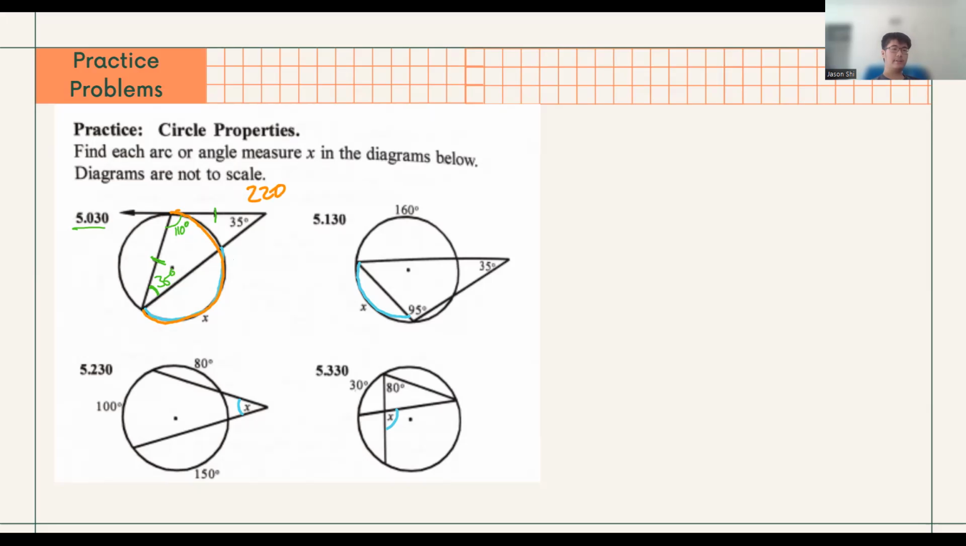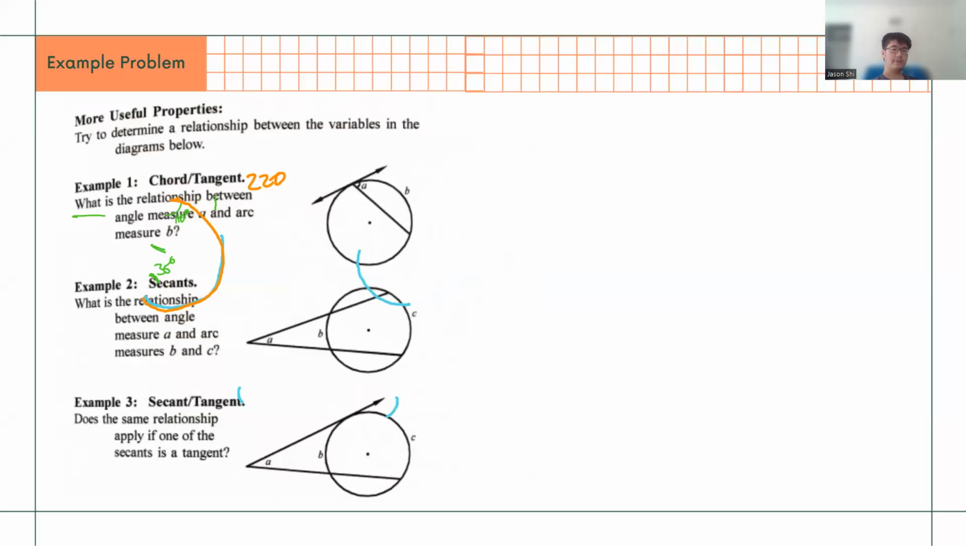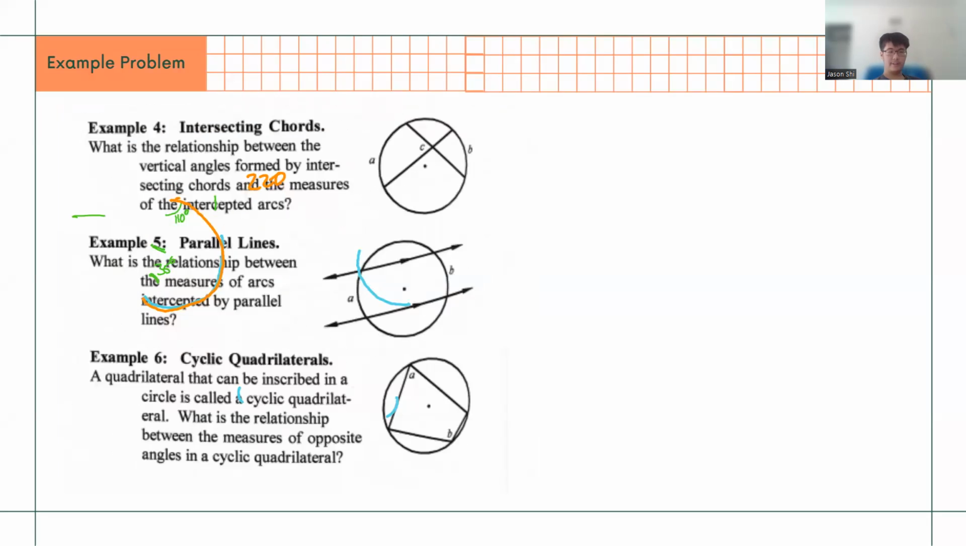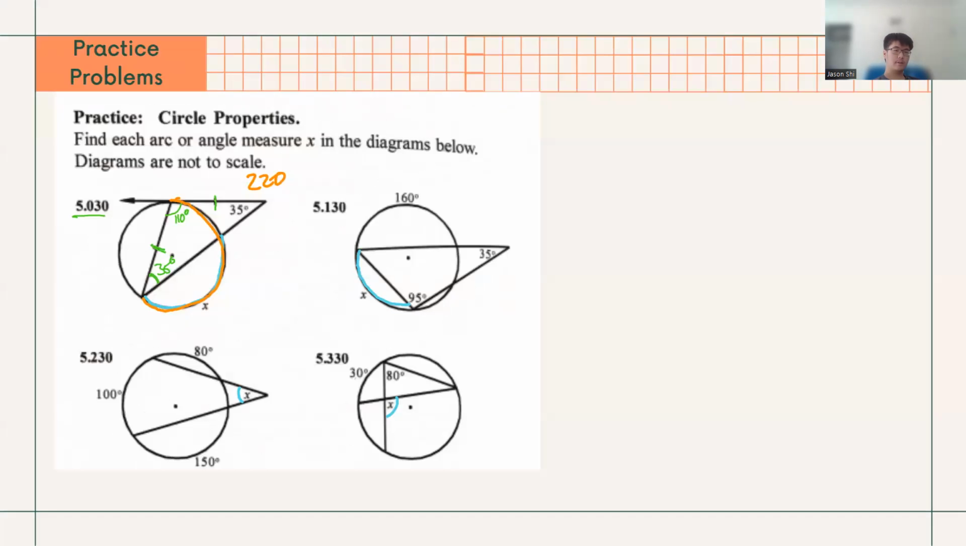If you have forgotten, it's this first one over here, where A is half of B, which means that B is twice A. That's what we're trying to use here. So this is 220, that's the orange one, and we're not done yet because X is not the orange thing. It's this blue thing.